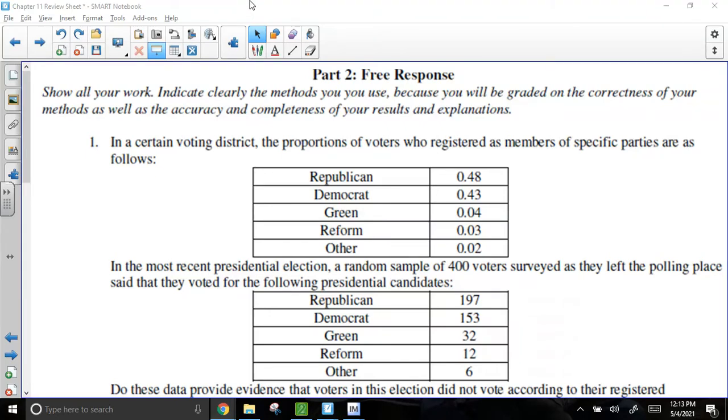All right, the free response portion of the review. Let's start with the first one here. It says, in a certain voting district, the proportion of voters who registered as members of specific parties are as follows. So they give me percentages of how people are registered. 48% of the people in this district are registered Republican. 43% are registered Democrat. 4% are registered with the Green Party. 3% are with the Reform Party, and 2% are other.